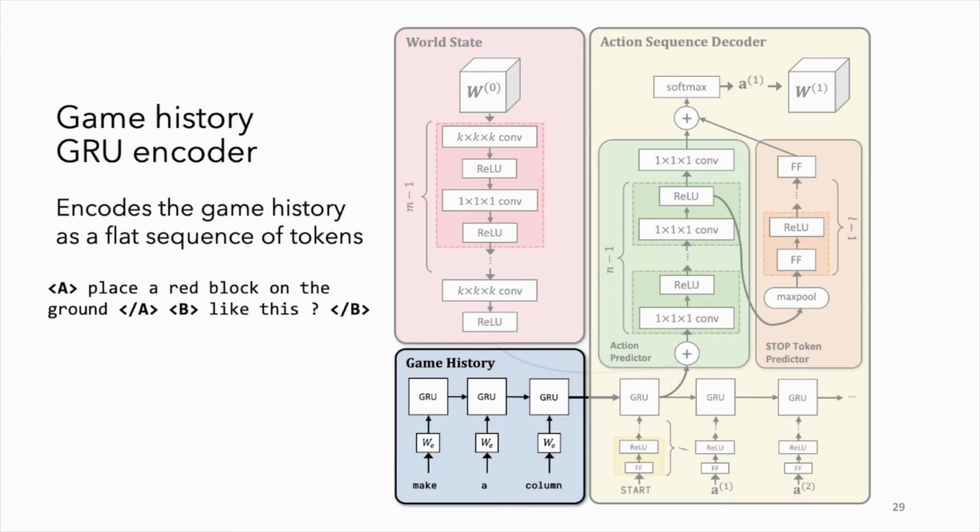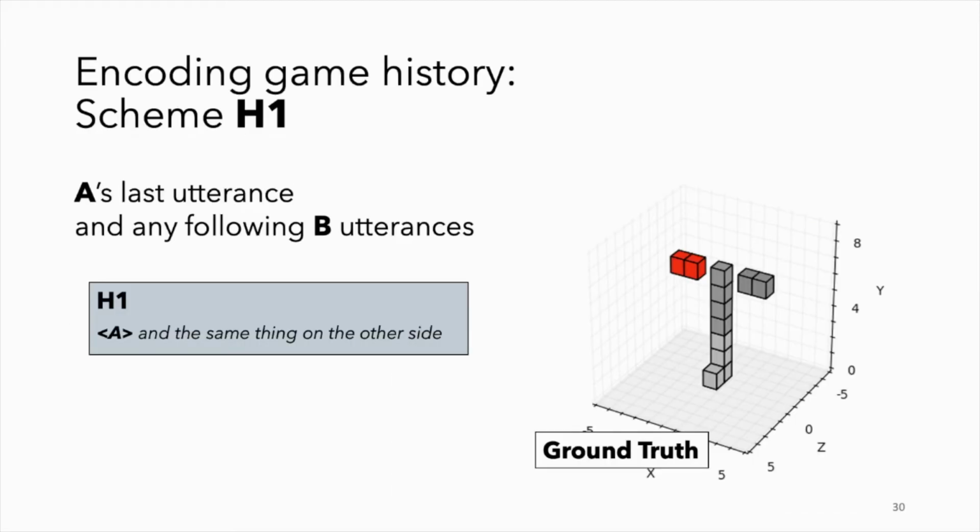Let us now take a slightly closer look at our model components. We encode game history as a flat sequence of tokens using a GRU encoder to produce a vector encoding of it. We experiment with 3 different schemes to encode game history. Scheme H1 encodes the architect's last utterance and any following builder utterances. And here is an example. On the left, we can see how much history was encoded under this scheme.